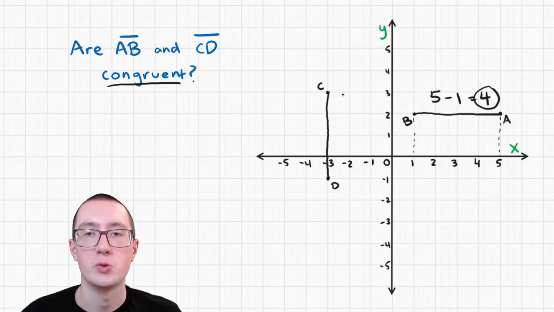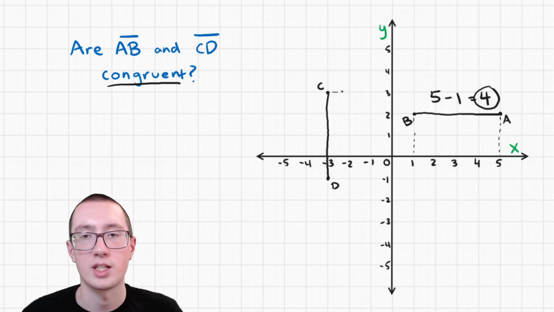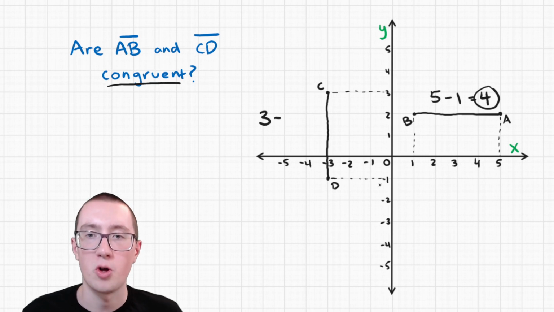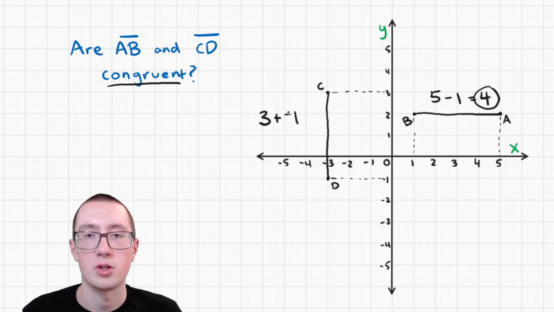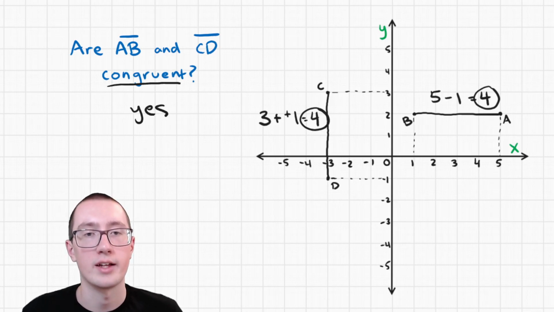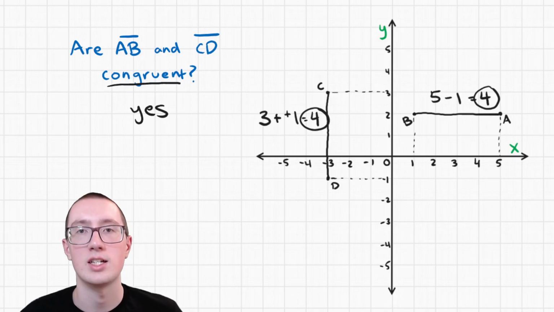So for this, we're actually going to use our vertical ruler, if you want to call it that. So it looks like one end of our line segment on the ruler is at 3. And then the other end is at -1. So again, we're going to do the bigger number minus the smaller number. So our bigger number is 3 minus our smaller number, which is -1. And in this case, we actually have two negatives, and two negatives make a positive. So this is going to be 3 plus 1, which is 4. And both of these are 4. So in this case, yes, line segment AB and line segment CD are congruent.